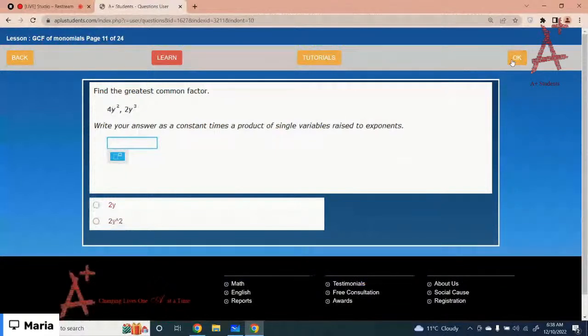Okay, which is the correct option? 2 is the greatest common factor for 4 and 2, and the least power is always the common. It would be y square, so it would be 2y square.